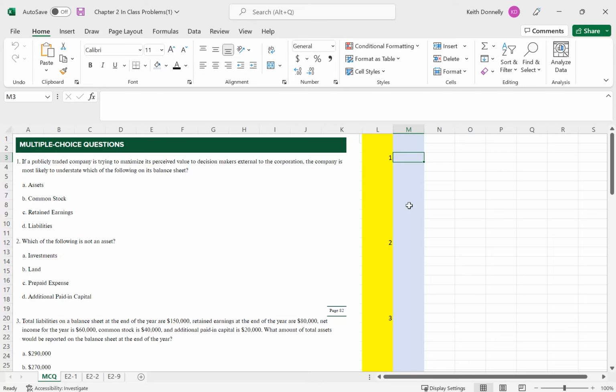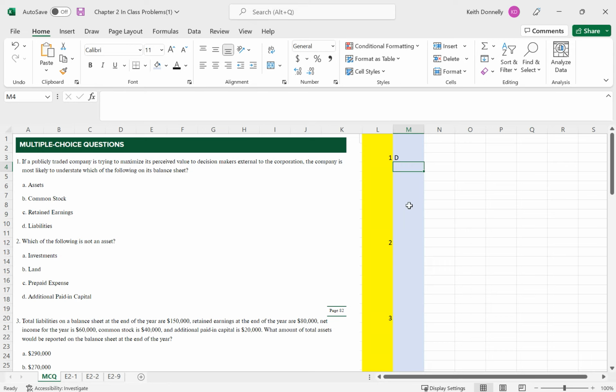it says if a publicly traded company is trying to maximize its perceived value to external users, it's most likely to understate which of the following. This one's going to be D, your liabilities. In other words, imagine you were on Shark Tank, right? And there were the sharks, the external users. You're going to tell them about all the good stuff about your business. Like, we have tons of assets, we have a lot of retained earnings.